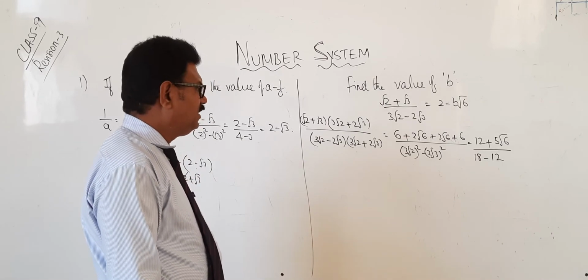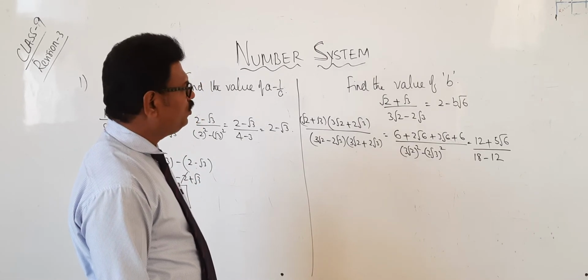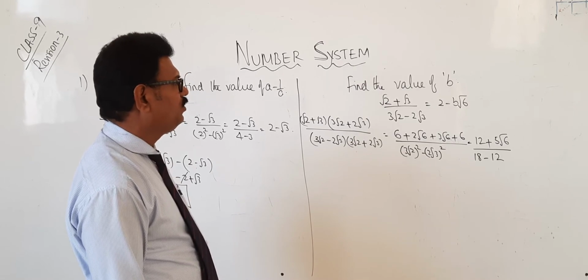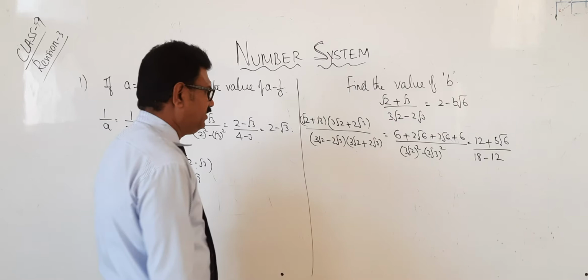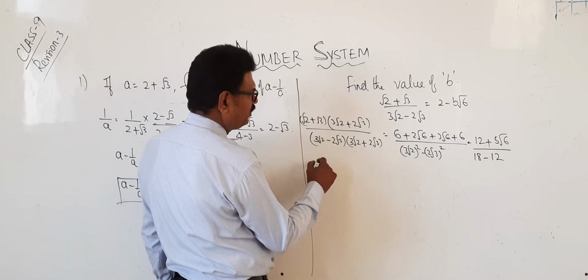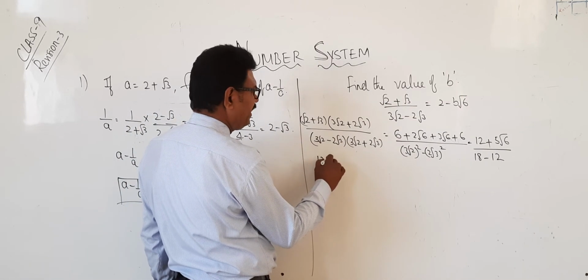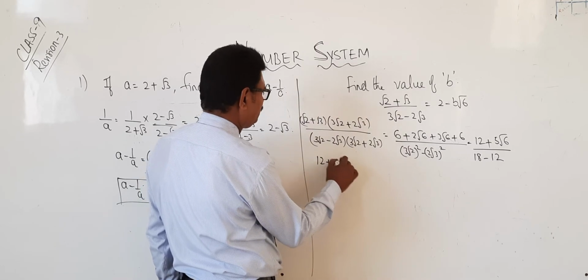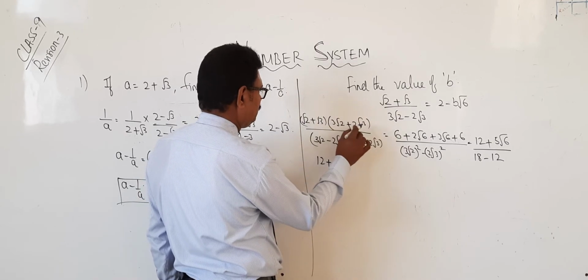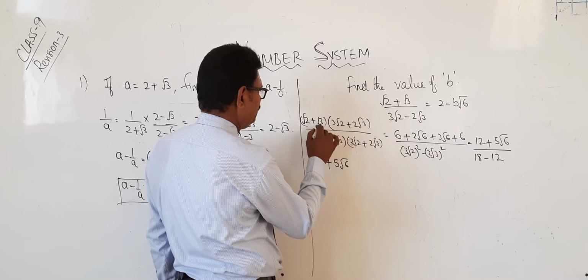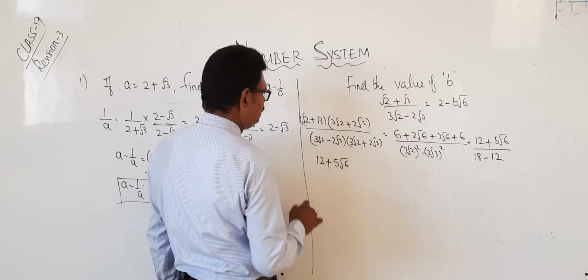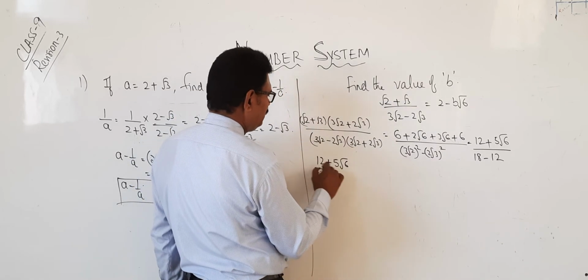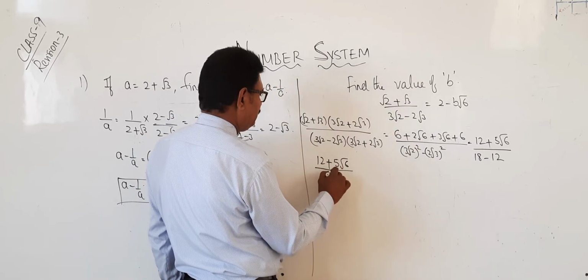Okay na? Yes? 3 root 2 minus 2 root 3. 9 into 2, 4 into 3. Right. Next. Now you take 12 plus 5 root 6. Yes, 2 root 3. Yes, 3. Divided by 6.